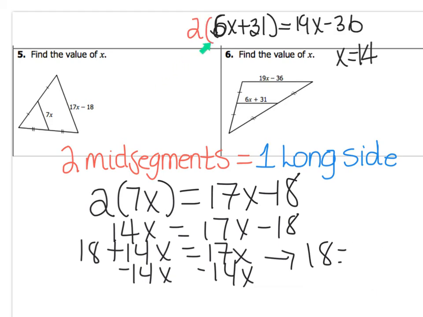So we set it up: 2 mid segments equal 1 long side. So let's check out which one is the mid segment, this one. So we need 2 of these. 2 times the expression 6x plus 31 is equal to 19x minus 36. Solve for x, and x is 14.